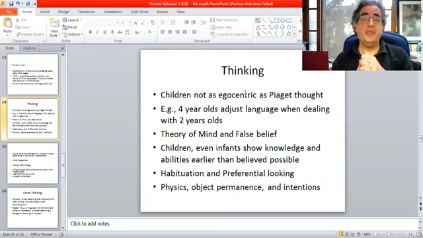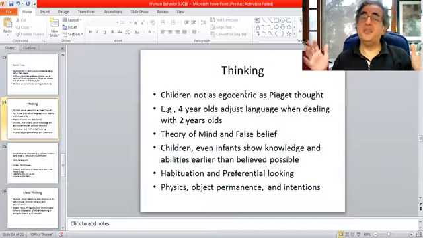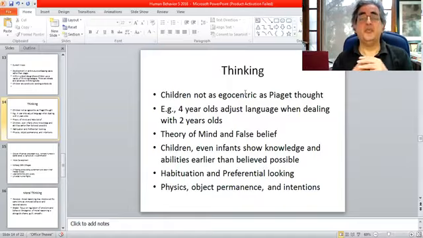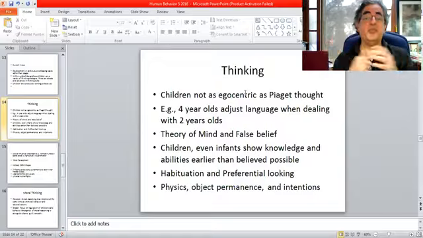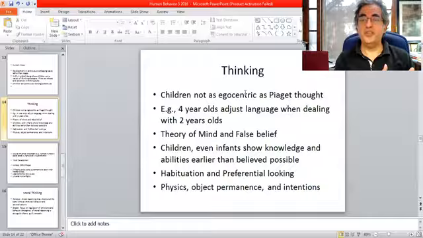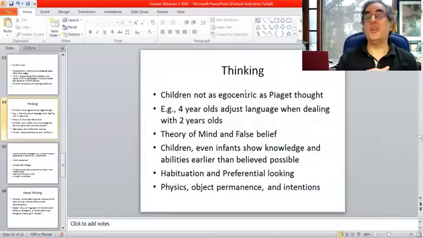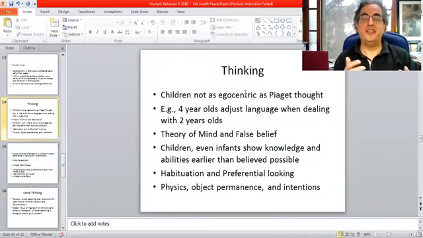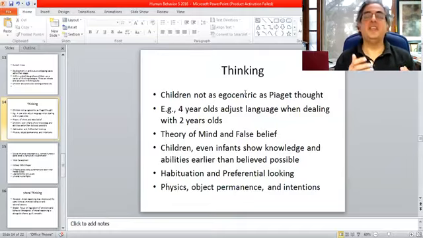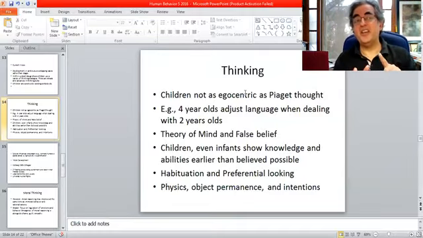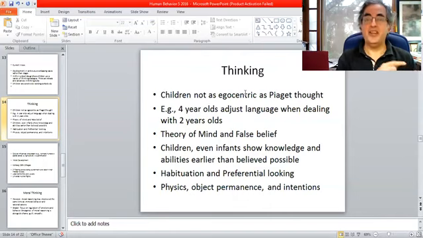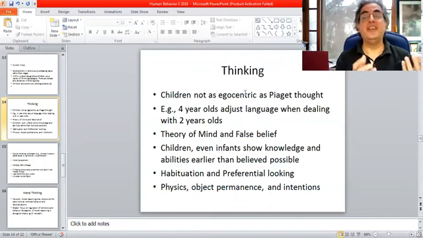So children, for example, are not consistently as egocentric as Piaget thought they were. Four-year-olds, who are not supposed to have theory of mind, will use simpler language when talking to 2-year-olds. They'll also talk in parentese, if you notice, with young kids. They're young themselves, but they're talking parentese to younger kids. They'll simplify what they're saying. Now, this adjustment means they're compensating for a simpler mental state, which shows some ability to know other mental states.